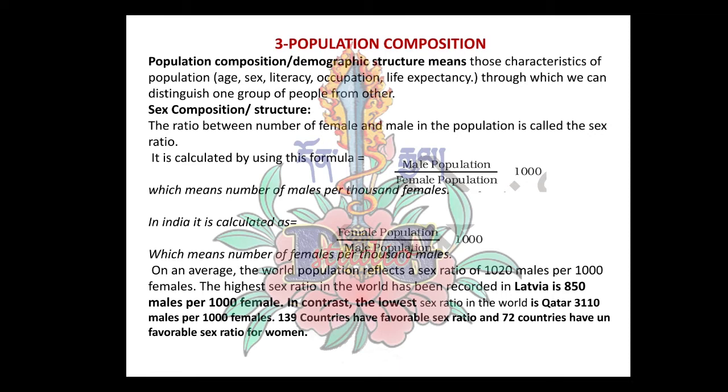That means for every 1000 females, there are 1020 males, so there are more males in the world. Which country has the highest sex ratio? Latvia, a small country in Europe. The highest sex ratio here means it has more females than males: out of 1000 females in Latvia there are 850 males.